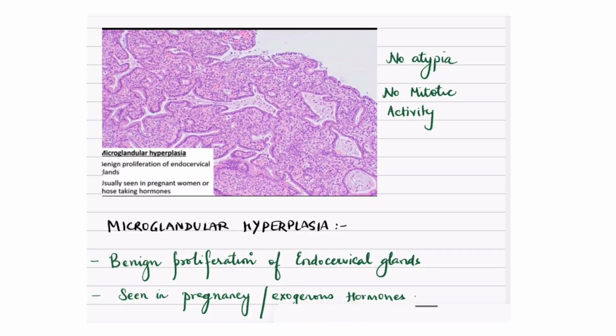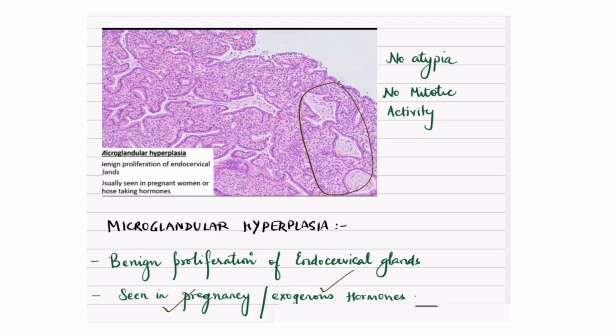Now in this you will see that there is a lot of benign proliferation of endocervical glands. Like instead of one, there are three in the same space. So do we say that okay, this is something malignant? No, because I can't see any atypia, I can't see any mitotic activity, and yes, there is hyperplasia, there is proliferation, but it's all benign. So in this case, we will ask the patient or the surgeon for the history of pregnancy or exogenous hormones if the person is taking any.